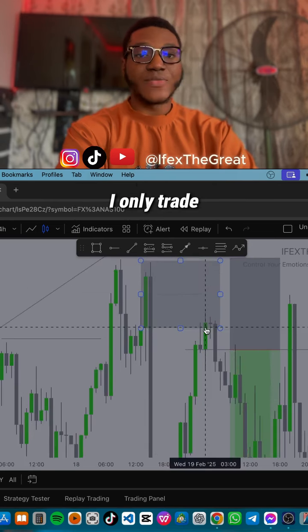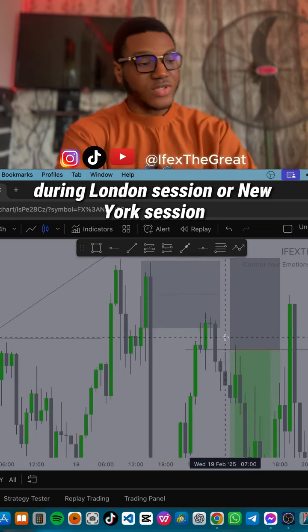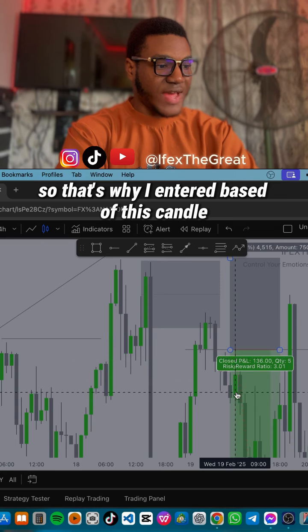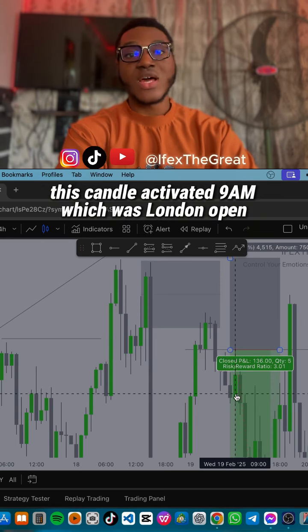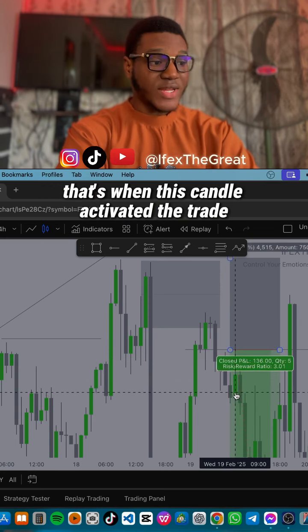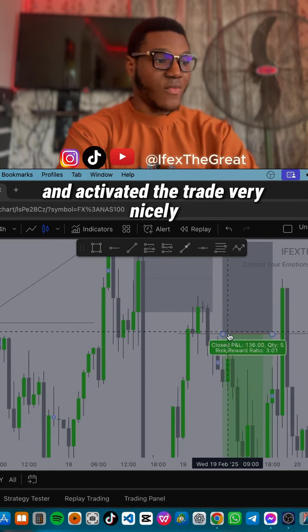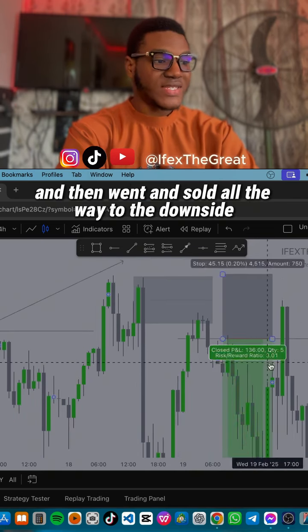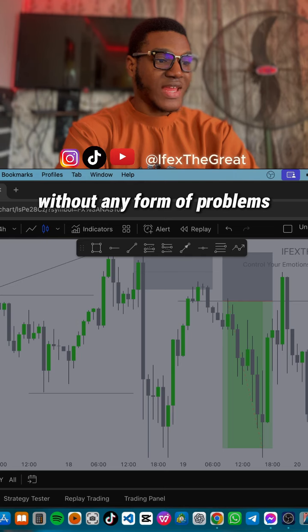I only trade during London session or New York session. So that's why I entered based off this candle. This candle activated at 9 a.m., which was London open. That's when this candle activated the trade very nicely, and then went and sold all the way to the downside without any form of problems.